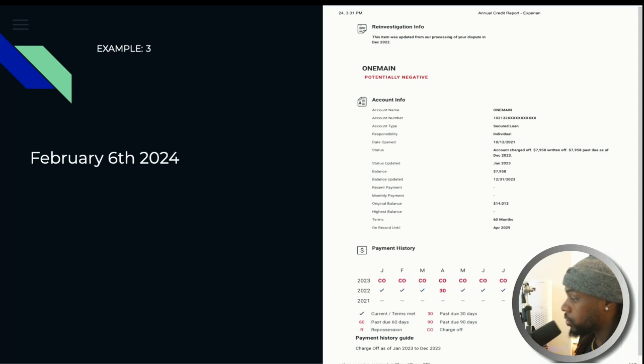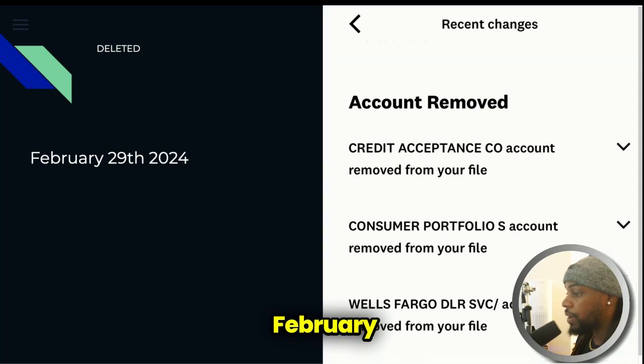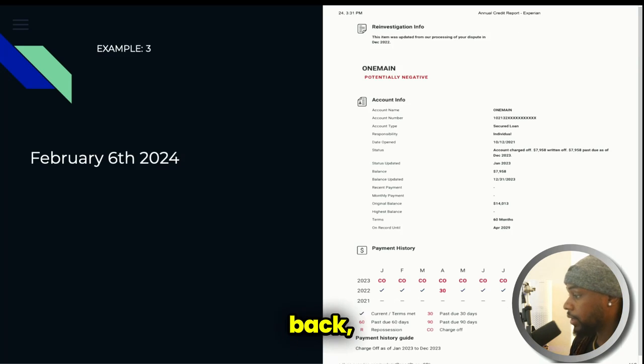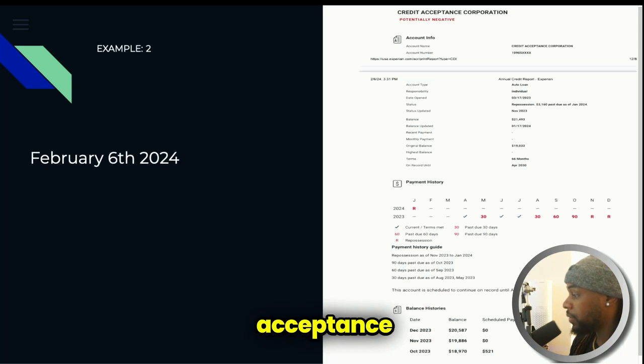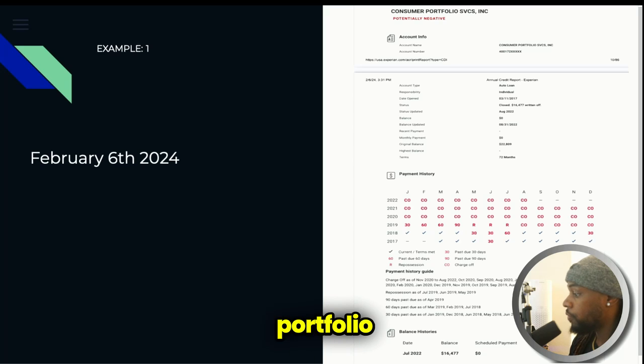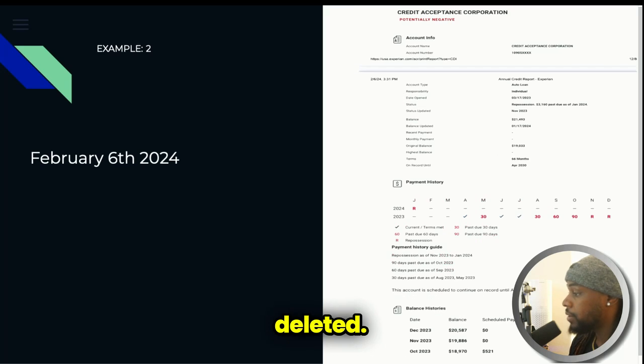So, those are, again, 2 other reasons that this account can be deleted. And that's just by looking at the account by itself. And then when we compare it to other accounts, we have examples. Now, this was on February 29th from this same person. Credit Acceptance got removed, and the Consumer Portfolio Services got removed, and also a Wells Fargo account got removed. So if we go back, this account with Credit Acceptance was deleted. This account with Consumer Portfolio was deleted. Both of these got deleted.